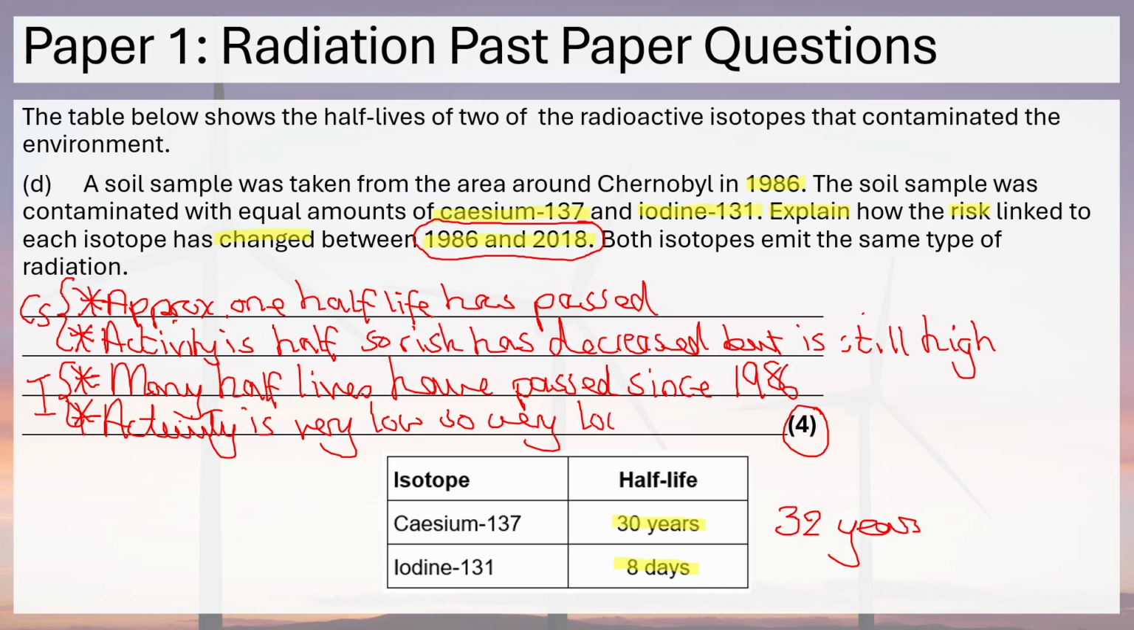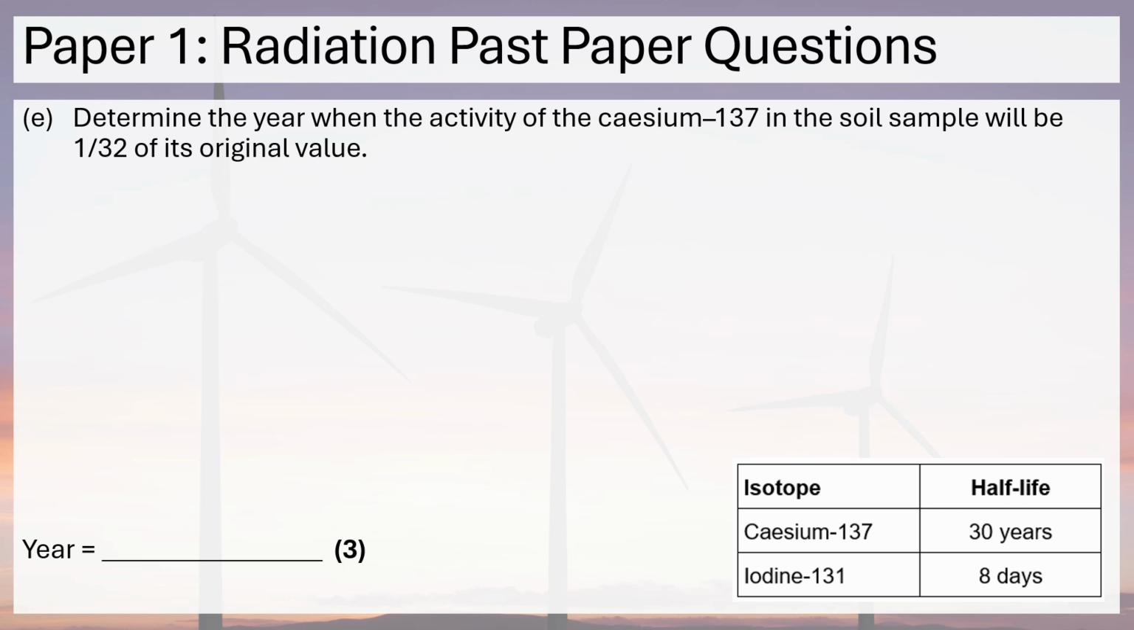So very low risk. So hopefully you can see how I structured that answer. Question E. We're asked to determine, again we're going to do a kind of calculation, the year when the activity of the cesium will be 1/32 of its original value. So we know that 1 half-life is 30 years. So what I need to know is how many half-lives are going to go by.